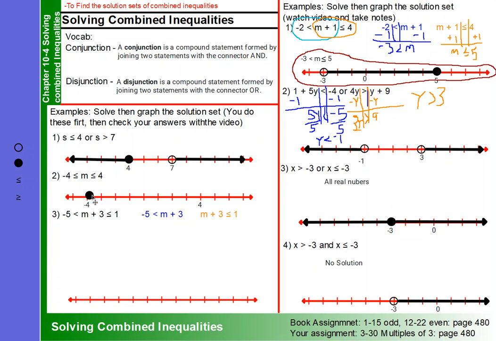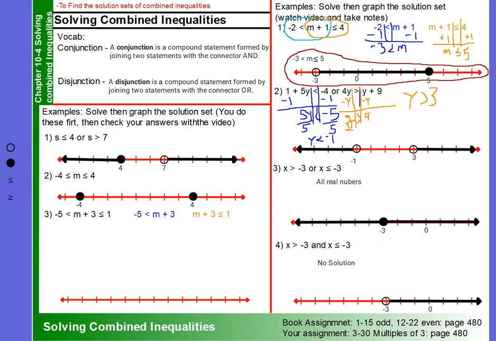Now we're going to place our closed dot directly on negative 4, and then we have a second closed dot because m is less than or equal to positive 4. Now m is greater than or equal to negative 4, so I'm drawing to the right of negative 4. But m is also less than or equal to positive 4, which means I'm going to be drawing to the left side of the other dot. So really I'm just going to have to connect the two dots. And here we go.